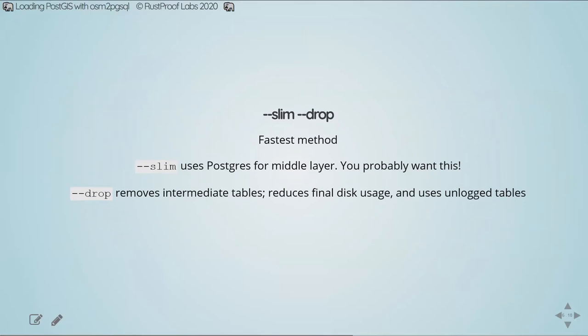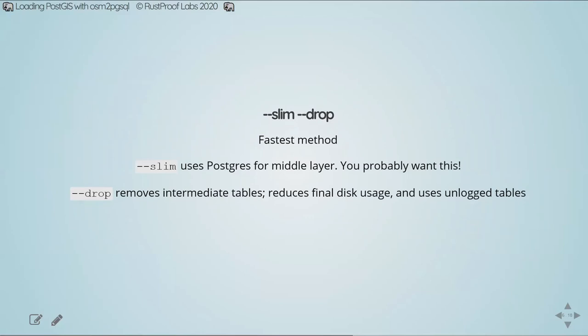Slim and drop. These are two different options, but they are very closely related. The fastest way to load data is using them together. What slim does is it creates those intermediate tables that we looked at earlier. There's the nodes, the ways, and the rels table. So if you have really large hardware and lots of RAM, you can get away without using slim because it can put all of that information in memory. For most of us, we probably don't have that much RAM available and we need to use slim. Also, if you want to run updates on the data, you have to use slim.